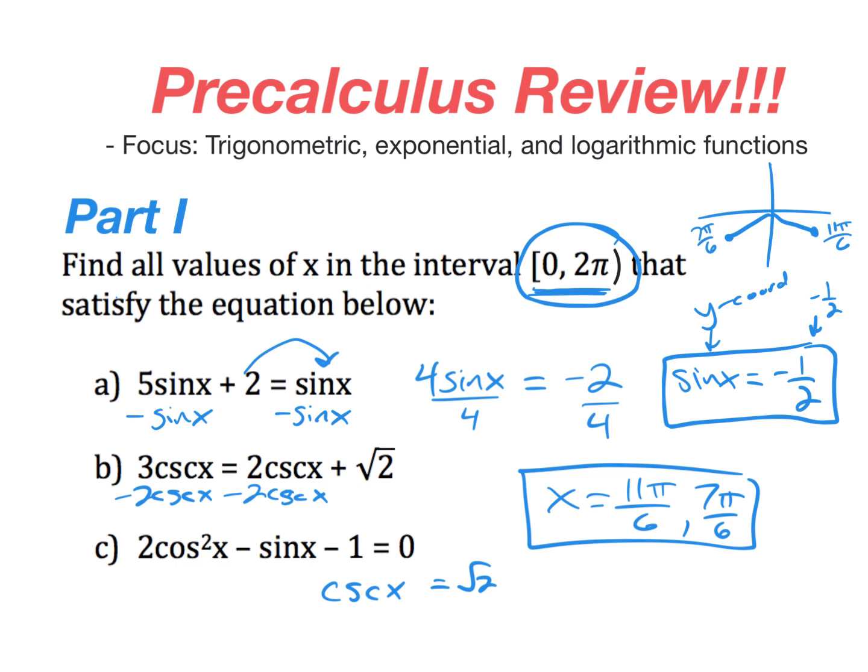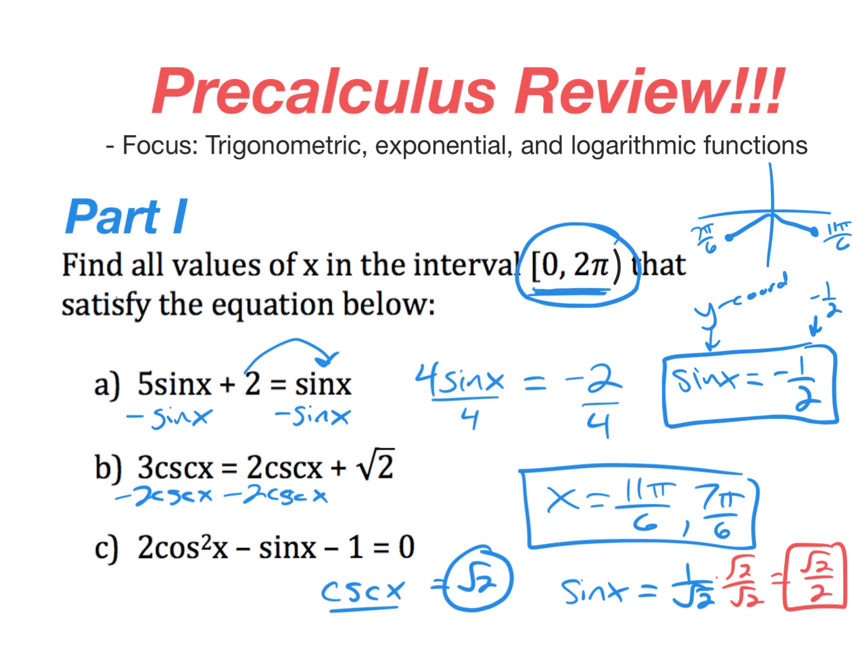Now remember, when you're looking up cosecant, which is the reciprocal of sine, that's the same as finding when the sine of x equals the reciprocal of this right side, which would be 1 over the square root of 2. Normally you don't see that on the unit circle, but if we rationalize by multiplying the square root 2 to top and bottom, we end up getting square root 2 over 2, which we can look up on the unit circle.